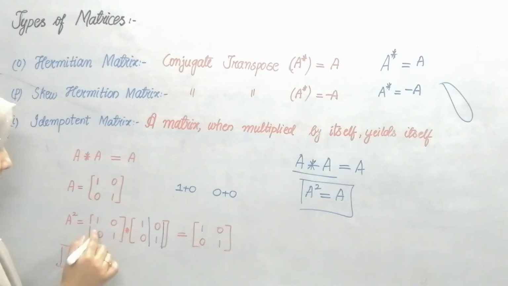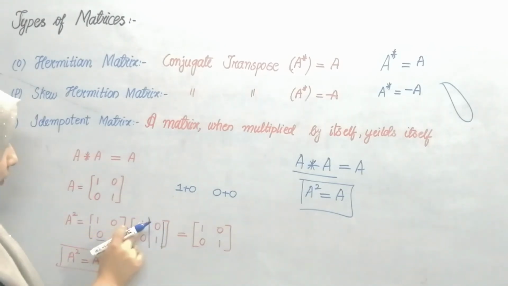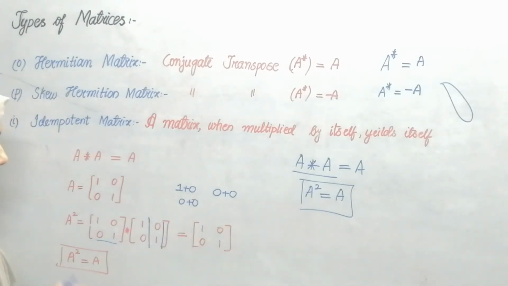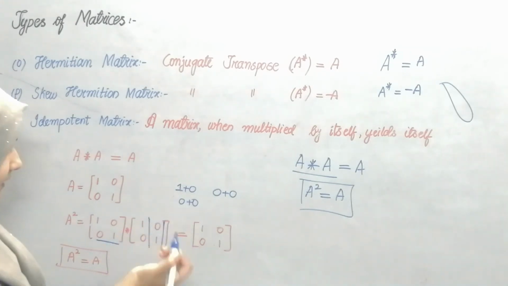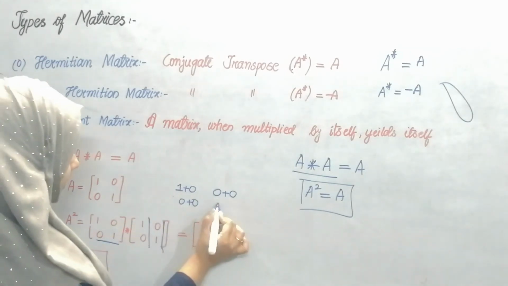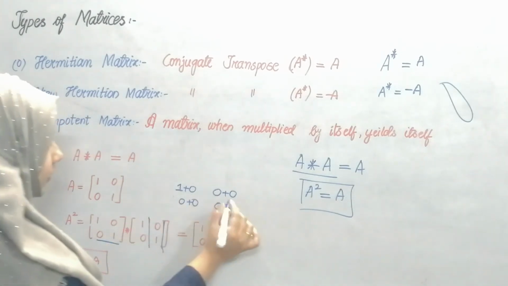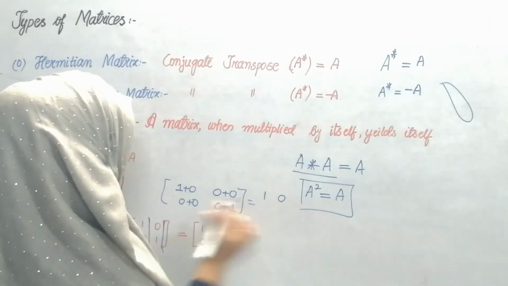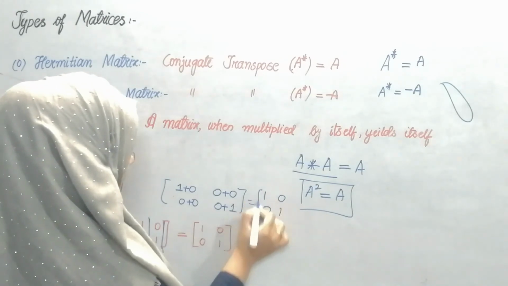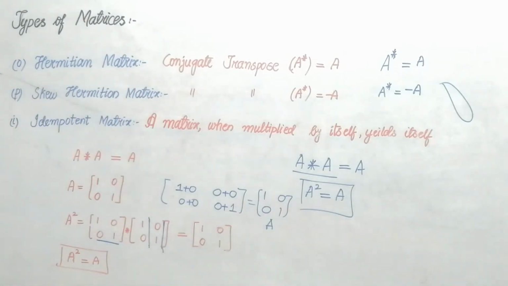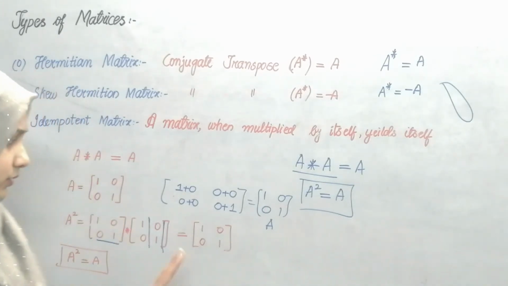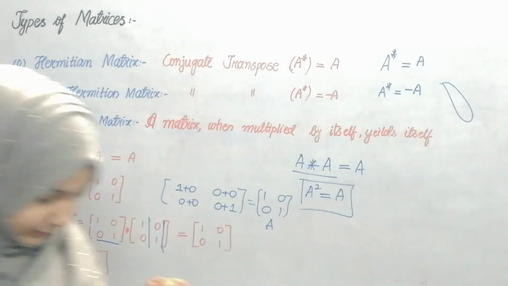Next, the second row is multiplied with the first column. So 0 into 1 is 0, plus 1 into 0 is 0 again. Next, the second row is multiplied with the second column: 0 into 0 is 0, plus 1 into 1 is 1. So what do you get? 1 plus 0 is 1, 0 plus 0 is 0, 0 plus 0 is 0, 1 plus 0 is 1. You got the same matrix, the original matrix. Clear how we are getting this? If I multiply the same matrix by itself, I get the original matrix. Easy, right? So this is an example of an idempotent matrix.